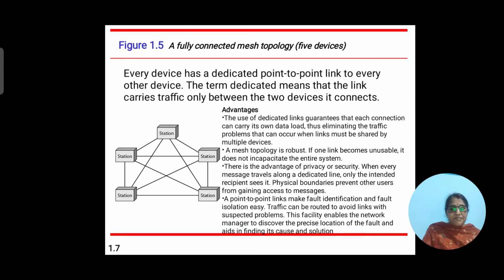For this reason, mesh topology is usually implemented in a limited fashion. For example, as a backbone connecting the main computers of a hybrid network, which can include several topologies.